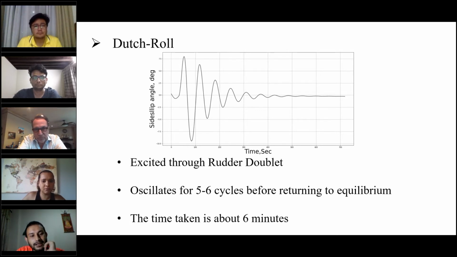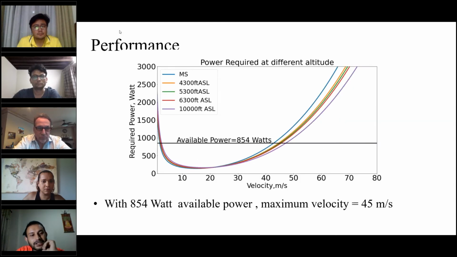On the next slide, this is a simple calculation to find the maximum possible velocity at cruise. We calculated the required power variation with altitude, and it is not that significant. You can also see here that with an available power of about 850 watts, we get a maximum velocity of 45 meters per second.